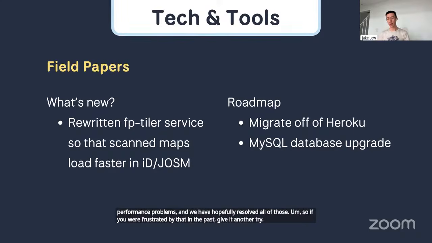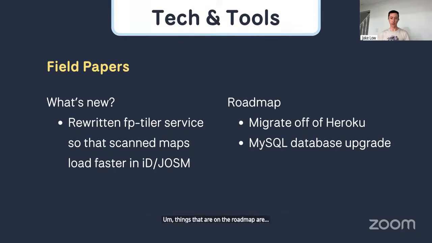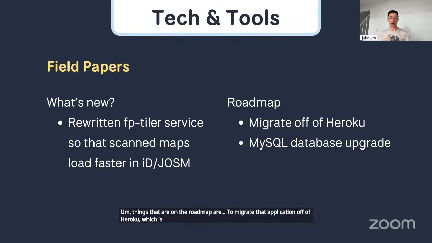Things that are on the roadmap are to migrate that application off of Heroku, which is where it's currently running, probably to DigitalOcean, which is where we host almost all of our other services, and also to upgrade the version of MySQL that the backend is using, because it's using an old version of MySQL that has reached end of life.